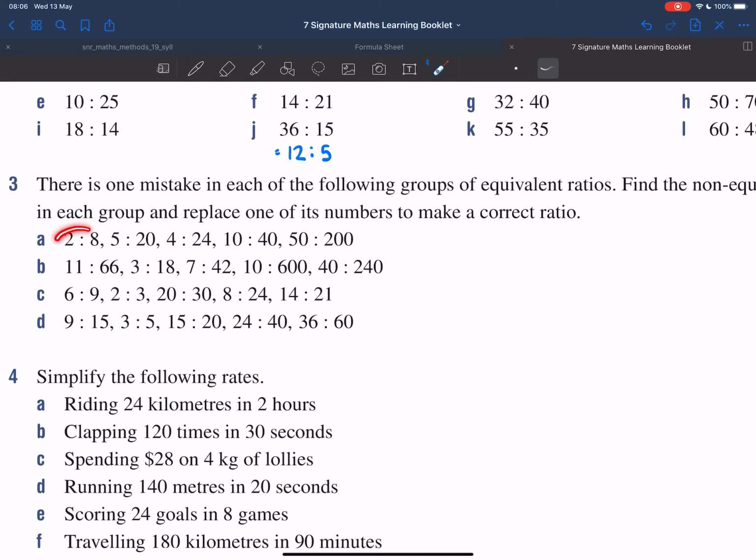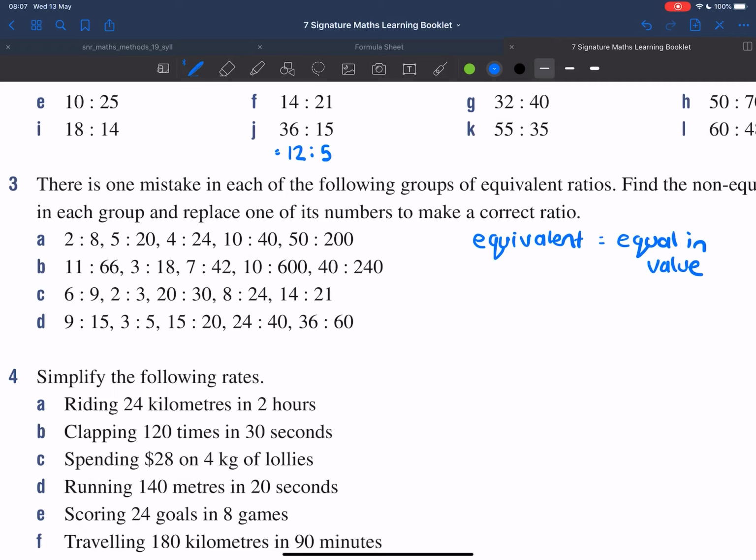Okay. We have 5 to 20, 4 to 24, 10 to 40, and 50 to 200. We need to identify basically which one is not equivalent. And now equivalent basically means equal in value. Not equal in what they look like, right? They're not identical, just equivalent or equal in value.